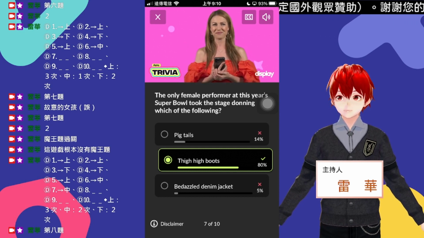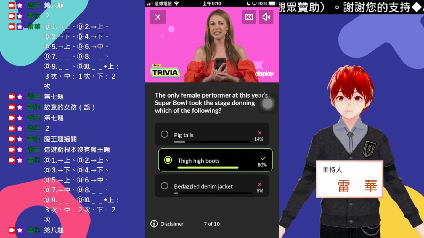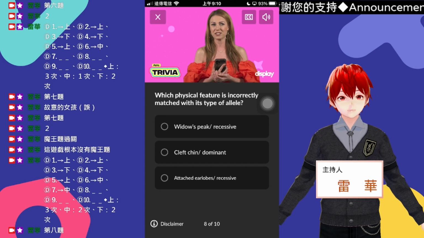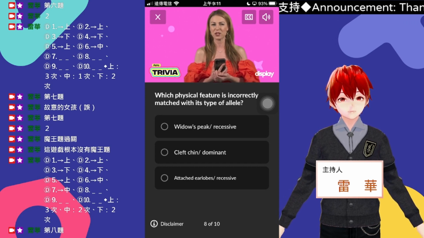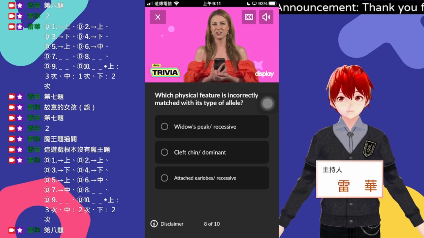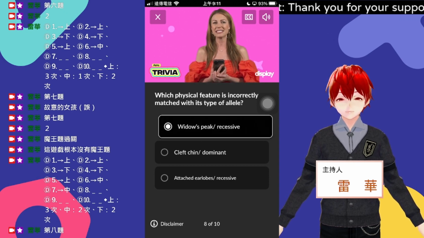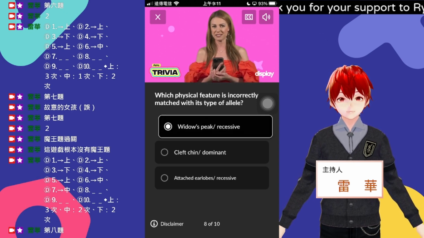Question 8. Which physical feature is incorrectly matched with its type of allele? Widow's peak recessive, cleft chin dominant, attached earlobes recessive.